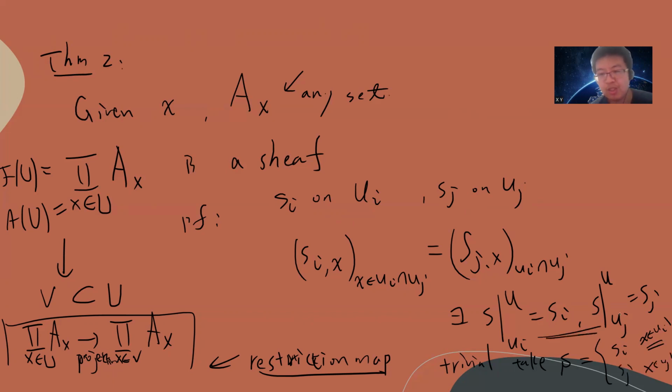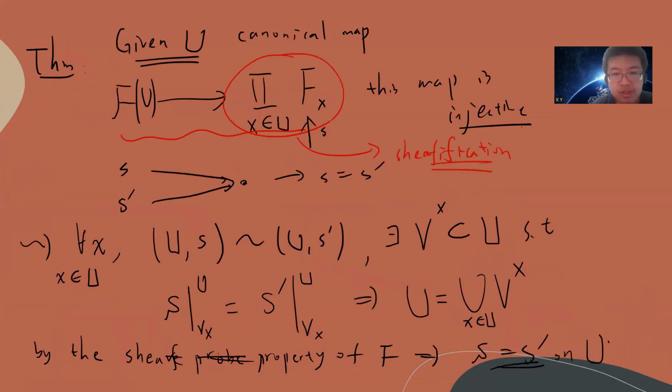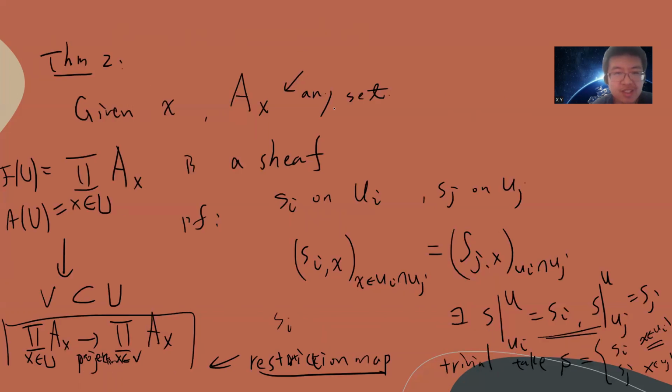Because they already coincide on their intersection, this map is trivially well defined. If x belongs to U_i, you define it by s_i, and then by definition of this projection, it's just this. So this s is just defined to be this. So this tells you that these guys are sheaves.